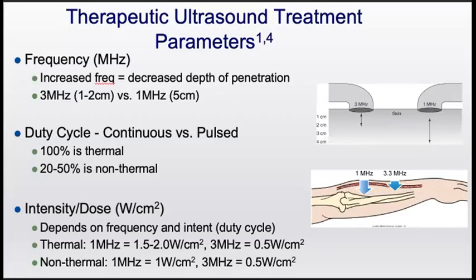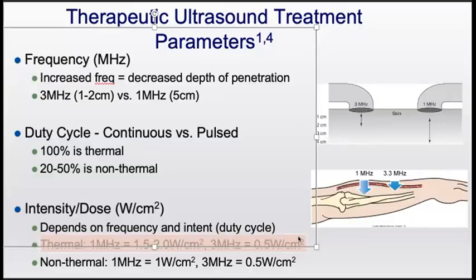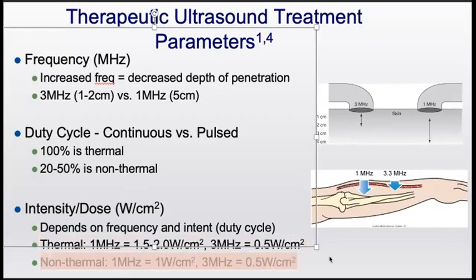Once you've decided on what your frequency and your duty cycle are going to be, this is when you will decide sort of what's the intensity or the proper dosage. And this comes in the form of watts per centimeter squared. You can use this slide to figure out what sort of intensity and dosage is appropriate, whether you're going to use thermal, we've got that information on this line or this column. And if you're going to use non-thermal, it's on this line as well.